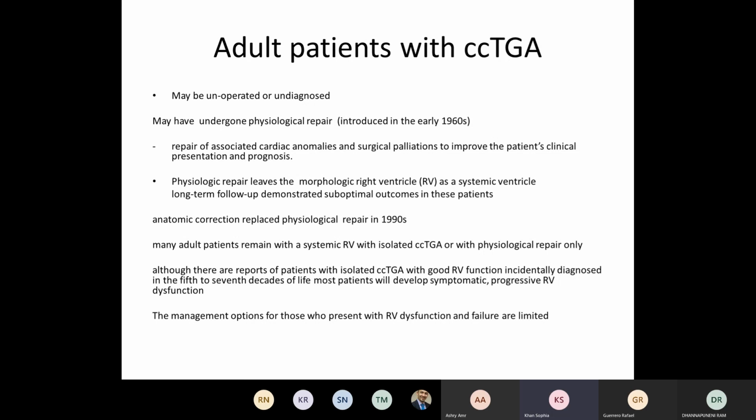It's the exception, because normally as early as the first or second decade these patients will run into problems, and definitely by the fifth or sixth decade. This is just a progressive problem of RV dysfunction because the right ventricle is not designed for the systemic work. And the bigger problem with this is that the management options are really limited.